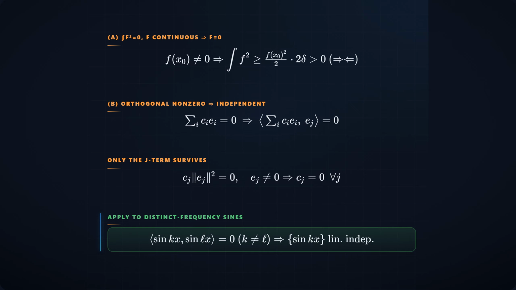Apply it to the sines of distinct frequencies, which we showed are orthogonal, infinitely many of them, all independent. And here's why this matters beyond functions. This exact argument, orthogonal implies independent, is the one that keeps coming back, whether the vectors are functions, matrices, or infinite sequences. The integral setting is where the idea is prettiest, but the idea itself is the transferable one. That's the note to end the chapter on.